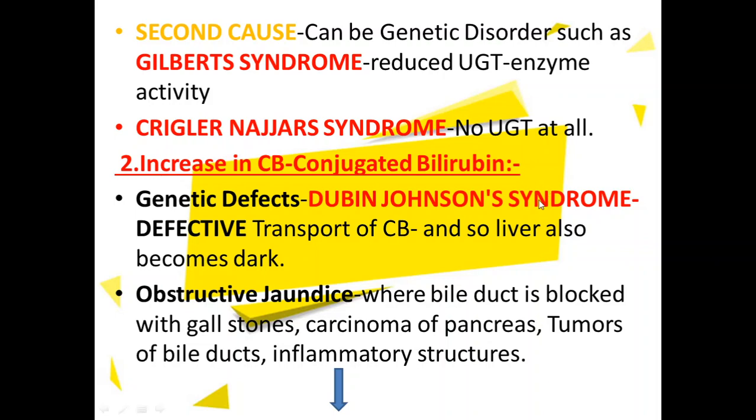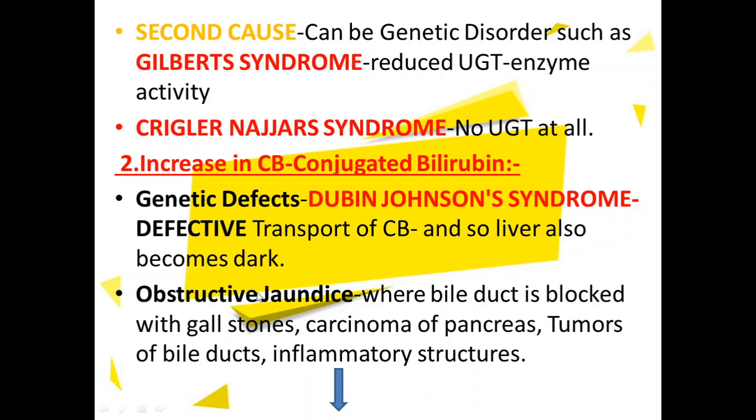So in this syndrome, what is happening? Whatever the transportation of conjugated bilirubin from the liver to the gallbladder, from the gallbladder to the intestine, from the intestine to the liver and kidney, right? That transportation is defective. So what is happening? The liver is burdened with the excess amount of conjugated bilirubin, and the liver also becomes dark. It becomes black-like.